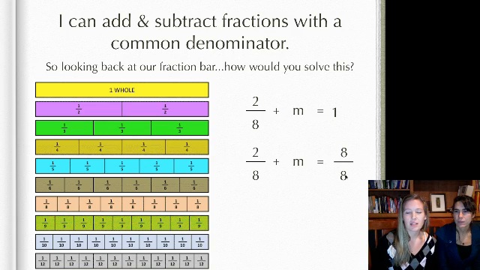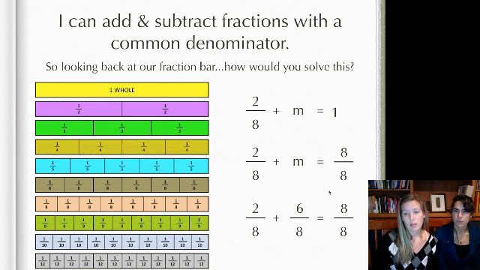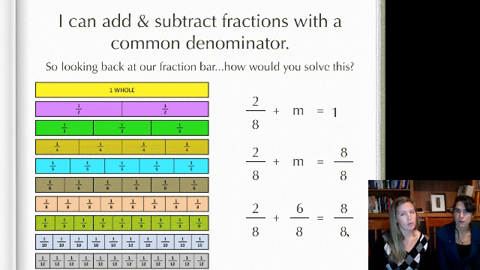So 1 and 8 eighths are the same thing. We didn't change the equation at all. All we did was change this a little bit so it was easier to work with. So 2 eighths plus what equals 8 eighths? Or we could even think of m as eighths. So 2 eighths plus how many eighths equal 8 eighths? So what do you think? 2 plus 6 gives you 8. So 2 eighths plus 6 eighths equals 8 eighths. So that's one little example.